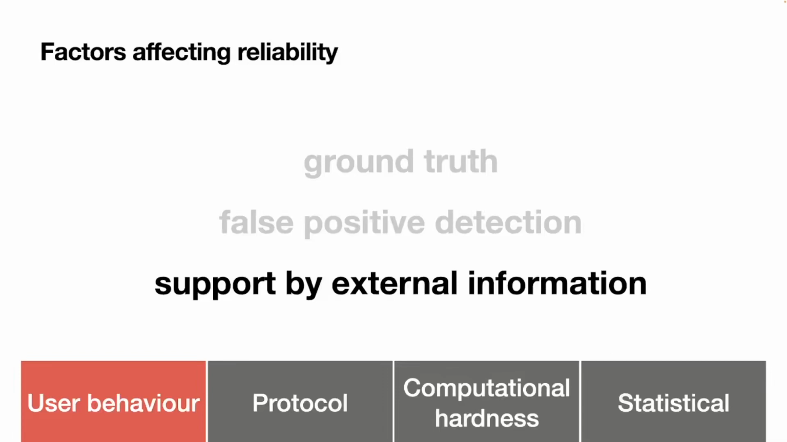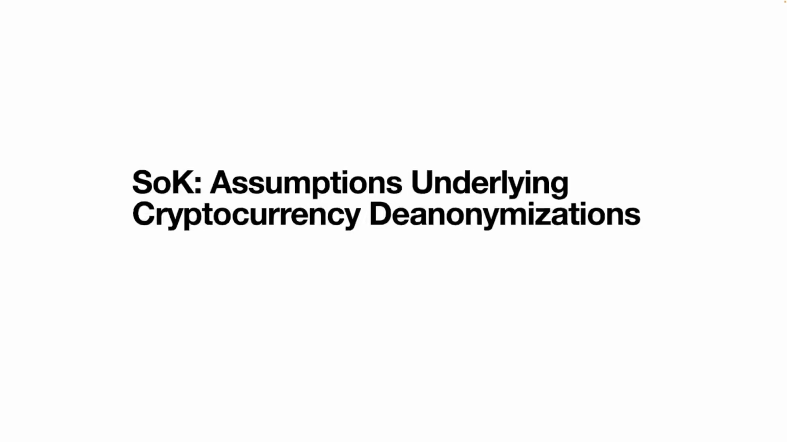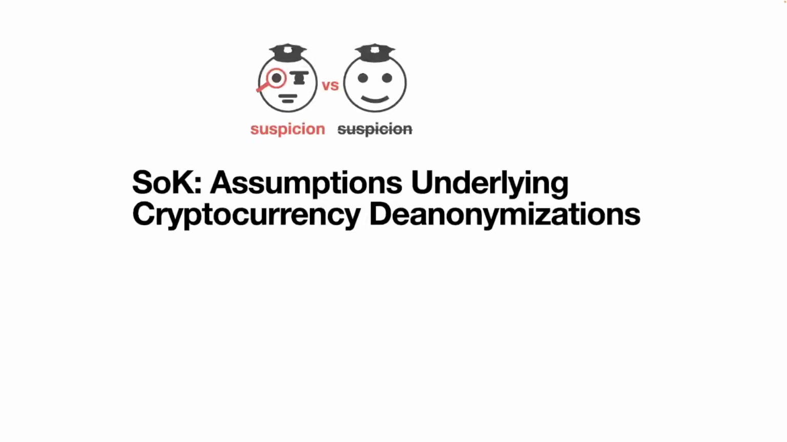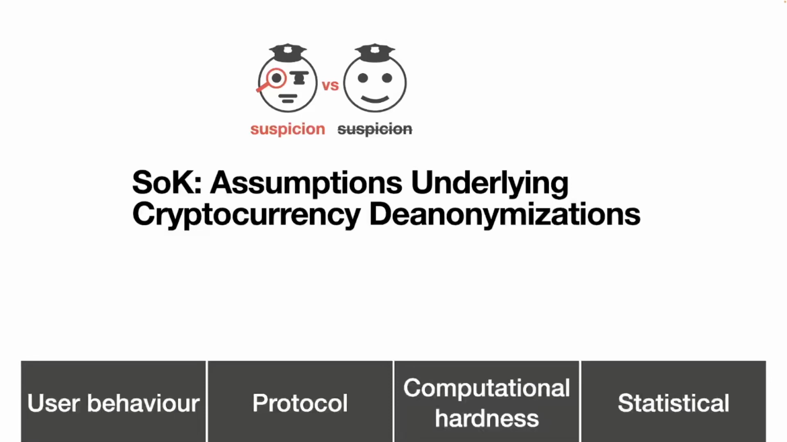So to conclude, we showed that there is a legal issue with the assumptions underlying cryptocurrency de-anonymizations, namely whether the de-anonymizations can establish the degree of suspicion required for further investigations. And on the positive side, we proposed a taxonomy of assumptions that allows to argue their reliability.